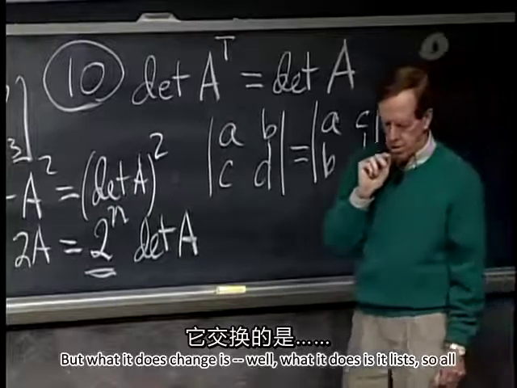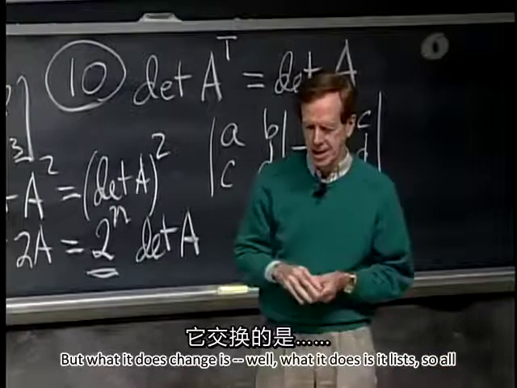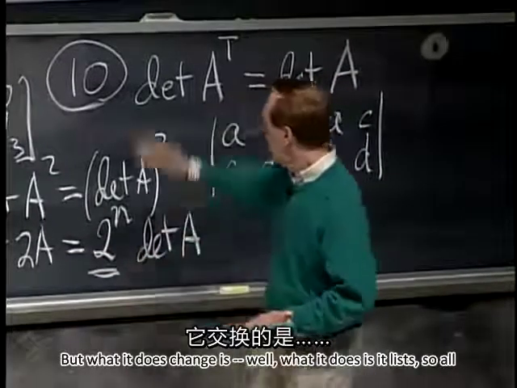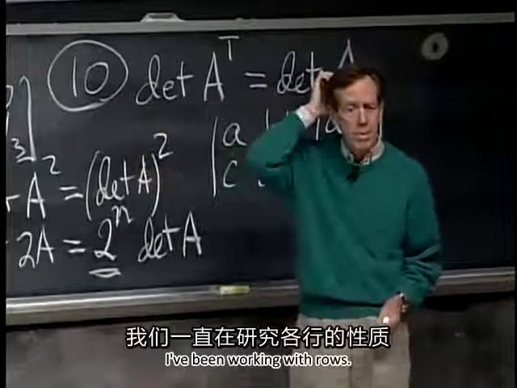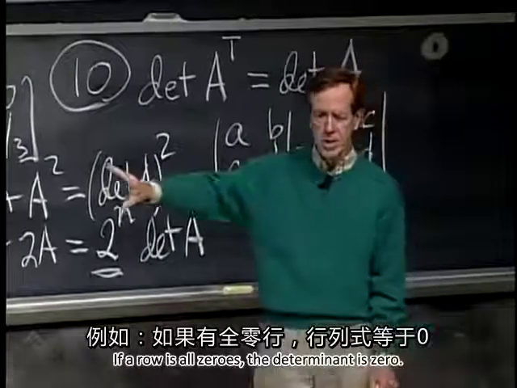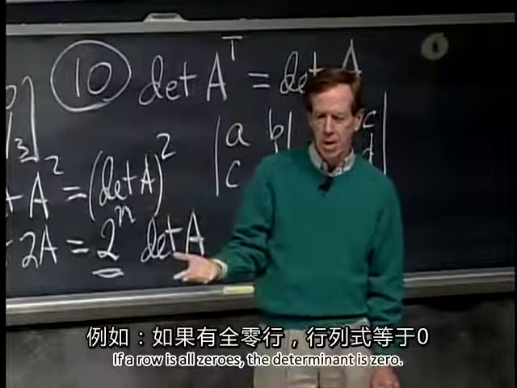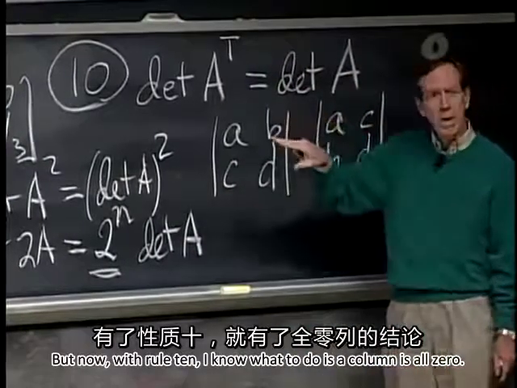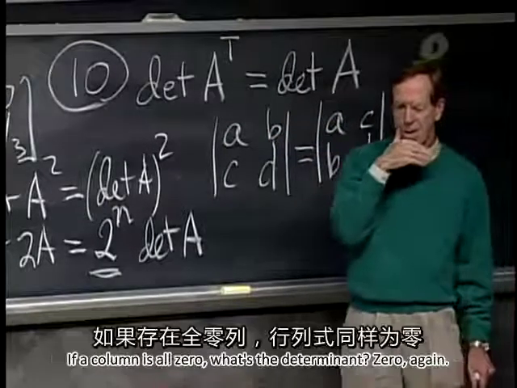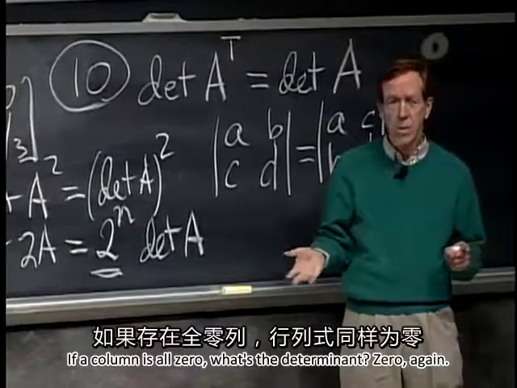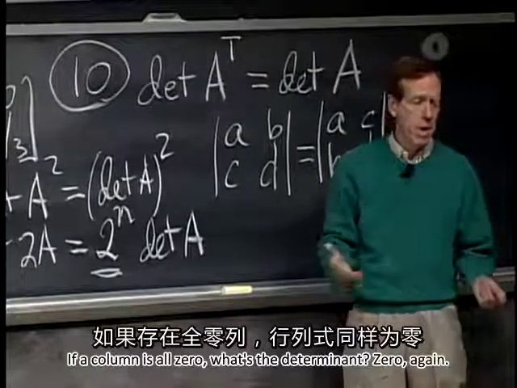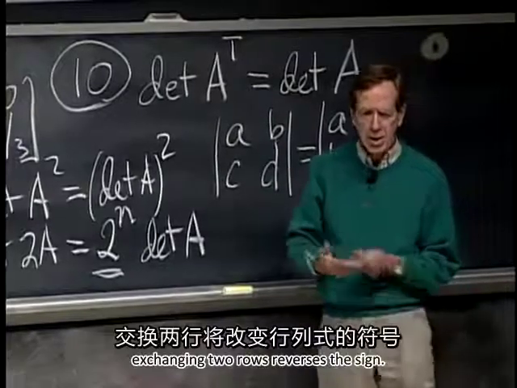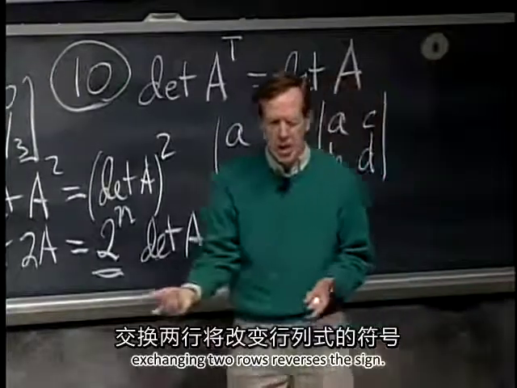But what it does change is what it does to the lists. So I've been working with rows. If a row is all zeros, the determinant is 0. But now, with Rule 10, I know what to do if a column is all 0. If a column is all 0, what's the determinant? 0 again.